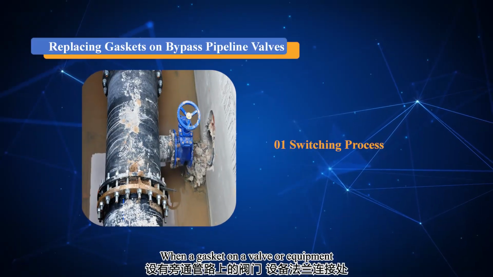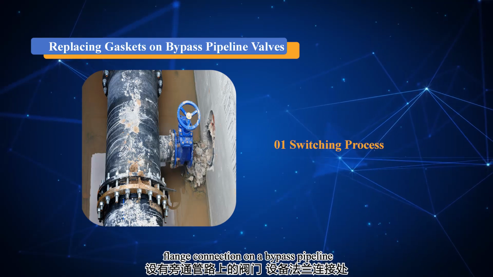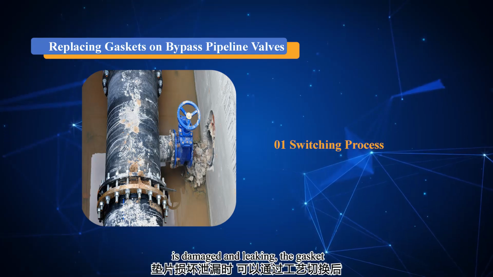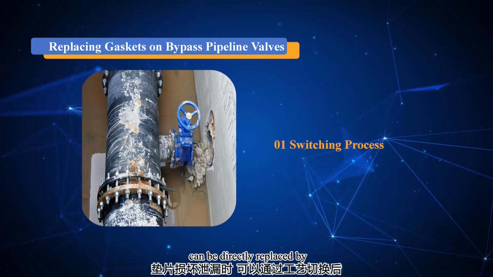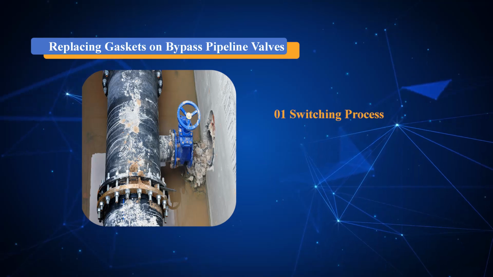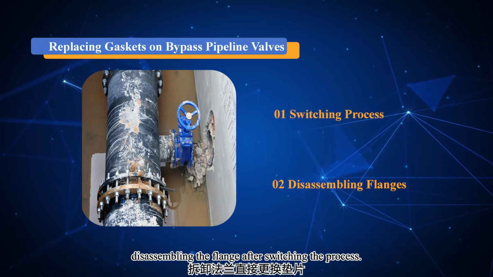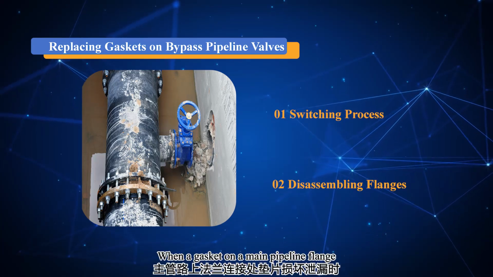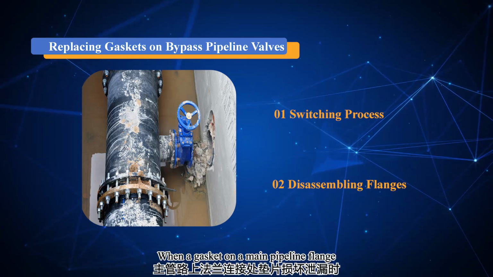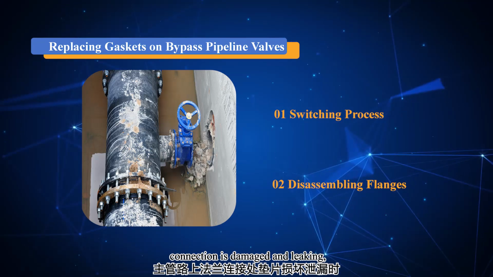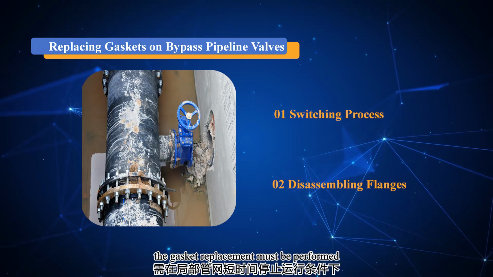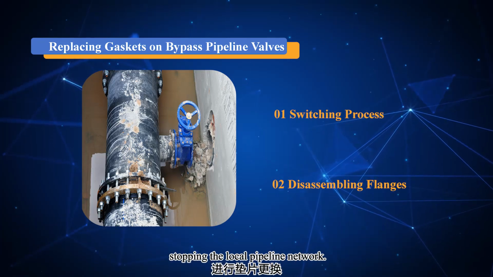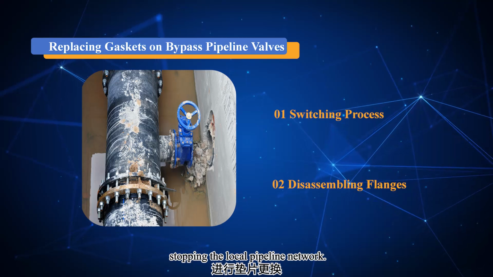When a gasket on a valve or equipment flange connection on a bypass pipeline is damaged and leaking, the gasket can be directly replaced by disassembling the flange after switching the process. When a gasket on a main pipeline flange connection is damaged and leaking, the gasket replacement must be performed under the condition of temporarily stopping the local pipeline network.